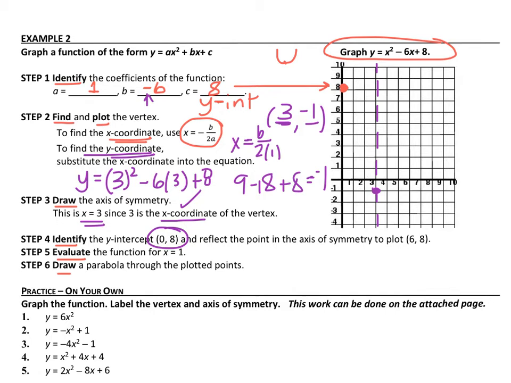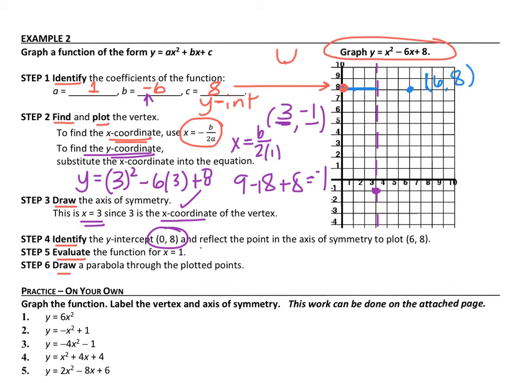So what they're asking us to do is take a look at the distance away from the axis of symmetry that we have our y-intercept, and go the same distance to the other side of the axis of symmetry. It looks like we're about 3 units from the axis of symmetry, so I need to go 3 units on the other side, and that point right there is equidistant from the axis of symmetry. So 6, 8 is one of my points as well.